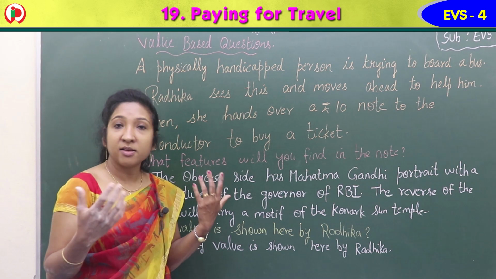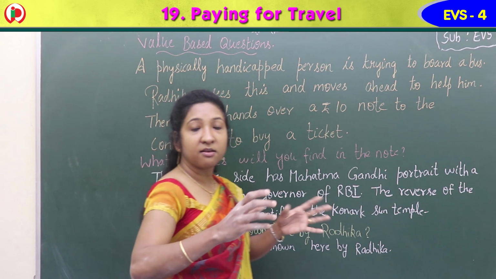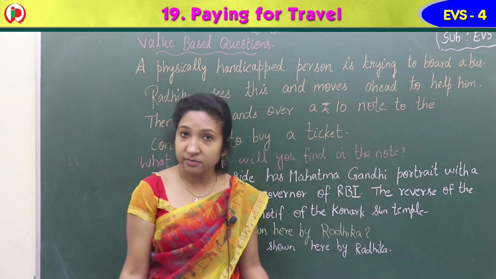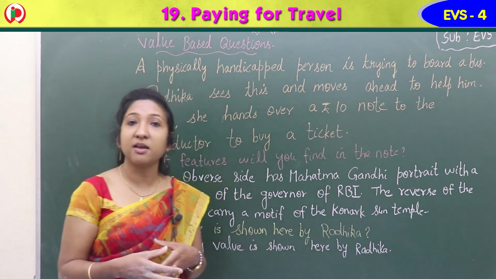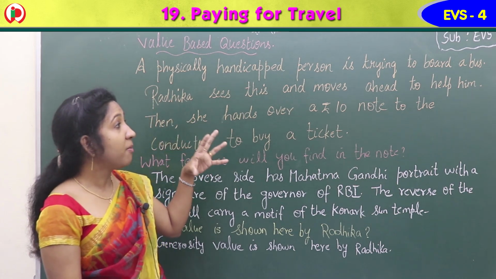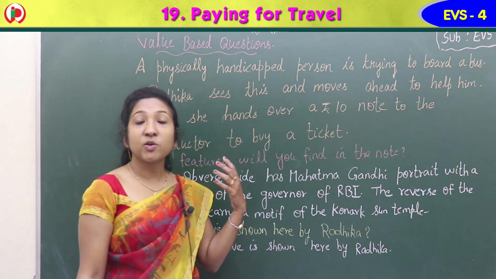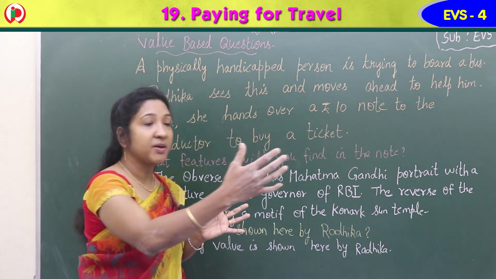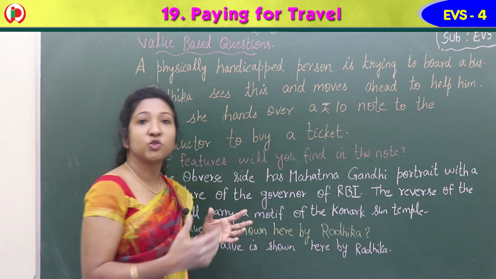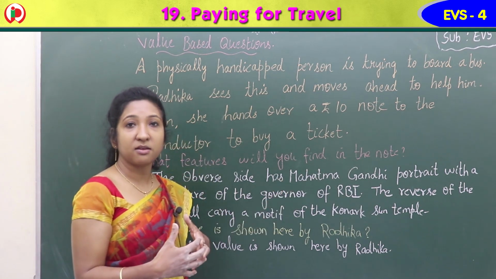Not all his body parts are the same as ours. We can walk nicely, and our hands and legs everything is moving nicely. But physically handicapped means some deformity will be there, in the leg or hands, anything. Okay, a physically handicapped person is trying to board a bus. Radhika sees this and moves ahead to help him. So a child, Radhika, sees a physically handicapped person who is not well, who is trying to get into a bus. So she went forward to help that person.